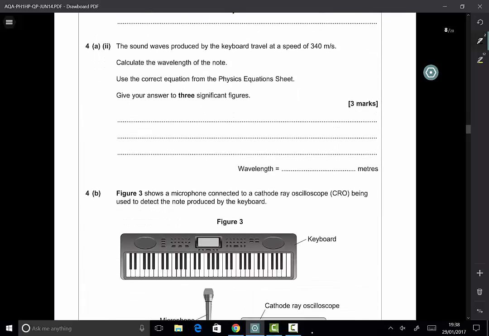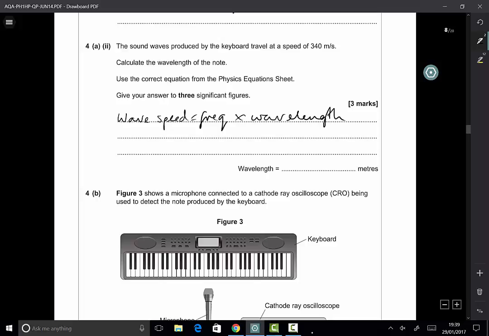Okay, the sound waves produced by the keyboard travel at a speed of 340 meters per second. Calculate the wavelength of the note. Use the correct equation from the physics equation sheet. Give your answer to 3 significant figures. Right, we need to get to an answer before we worry about that last bit. So, correct equation from the physics equation sheet is wave speed is equal to frequency times wavelength.